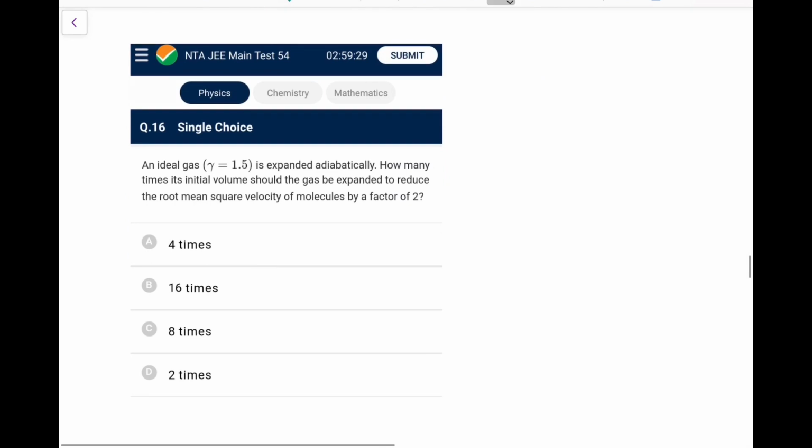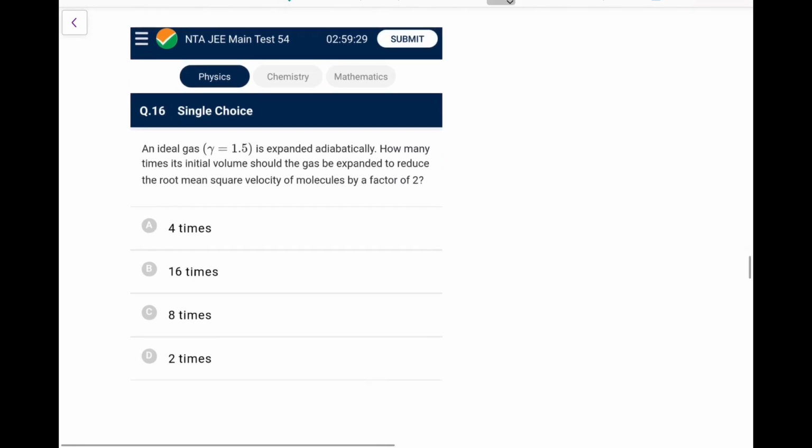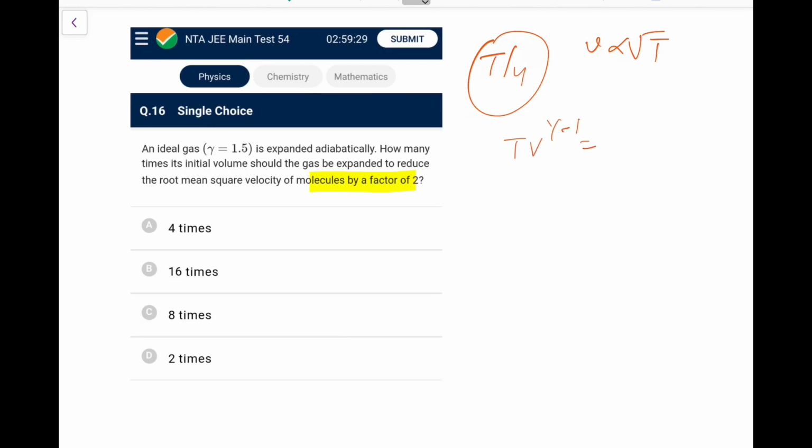Next, an ideal gas with gamma is expanded adiabatically. How many times its initial volume should the gas be expanded to reduce the RMS speed by a factor of 2? RMS to reduce by a factor of 2, that means temperature should become 1 by 4, because v is proportional to root T. So T should become 1 by 4, and we know T V to the power gamma minus 1 is constant. So we have T V to the power half is constant.